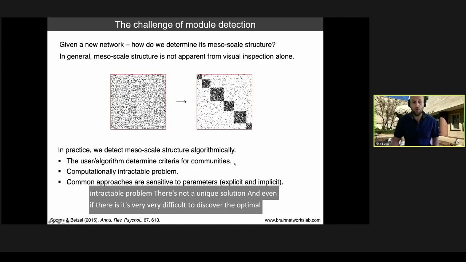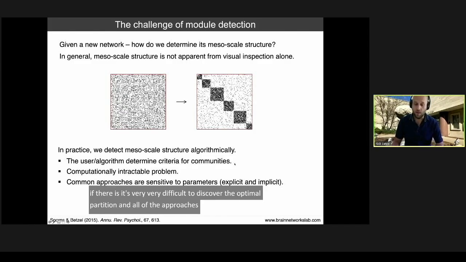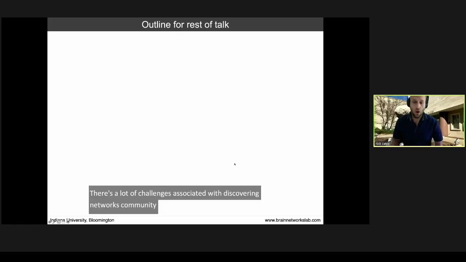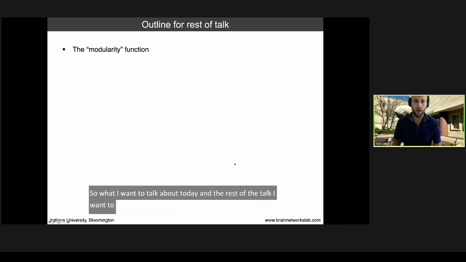And all of the approaches that we use in practice tend to be sensitive to parameters. There's a lot of challenges associated with discovering a network's community structure, its mesoscale structure. So what I want to talk about today and the rest of the talk, I want to introduce one strategy, one approach for getting at a network's communities that relies on the so-called modularity function.